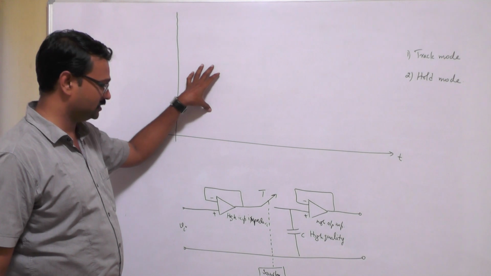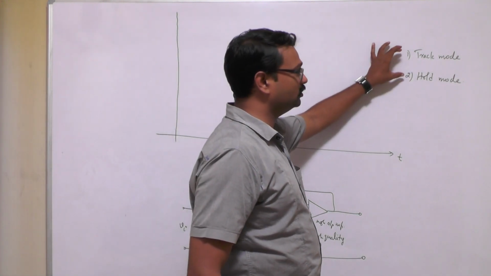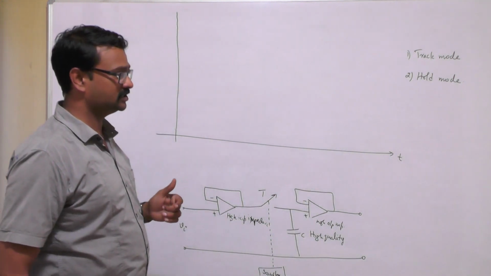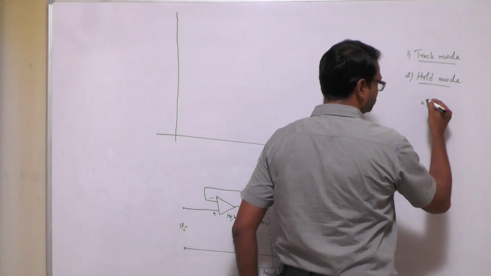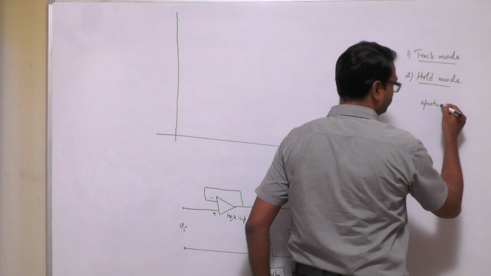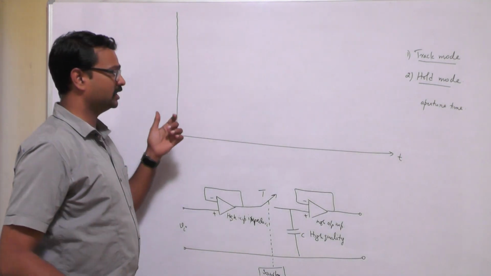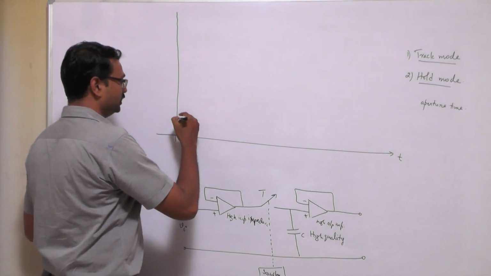immediately after this functional representation, graphical representation, we can see that the track mode and the hold mode are not instantaneous. There is some time delay between the track mode and the hold mode, which is called the aperture time. Now these are very important terminology that we will have to remember when we are trying to discuss this track mode and hold mode in a sampler.